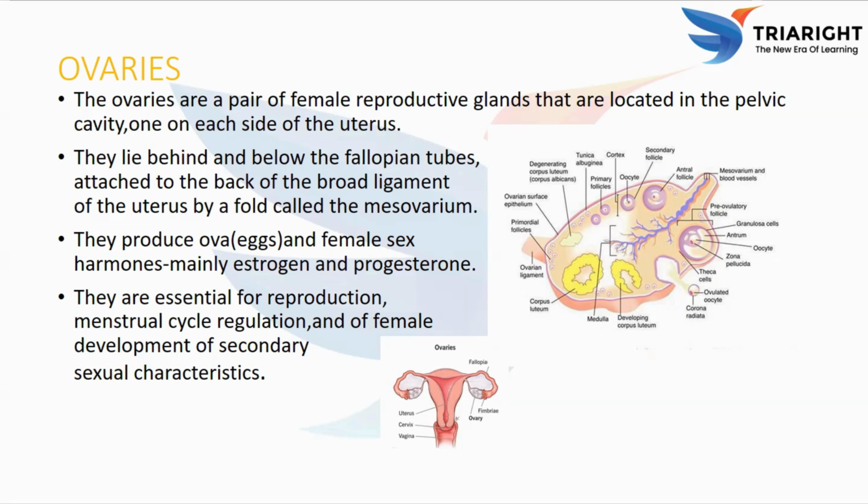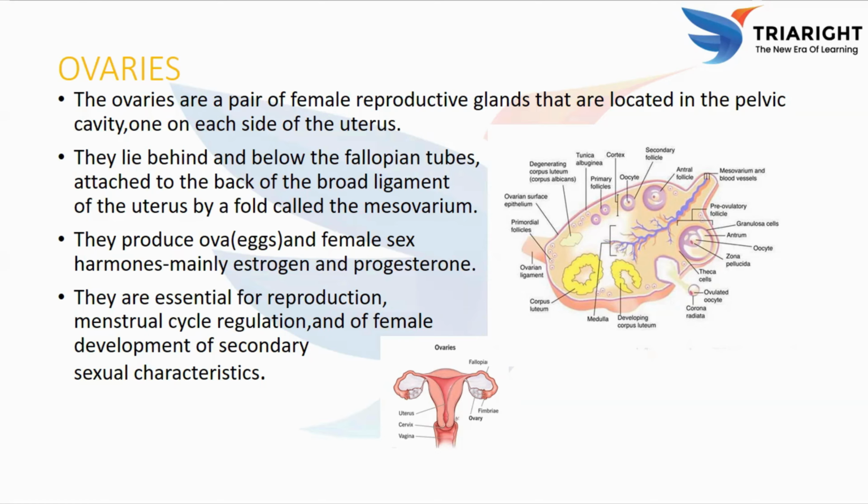So coming to the nerve supply, we have learned about the blood supply, arterial and venous, right? Now the nerve supply comes from the ovarian plexus, derived from the aortic plexus and also the renal plexus. It contains both sympathetic and parasympathetic fibers. So it controls blood flow and hormonal activity.